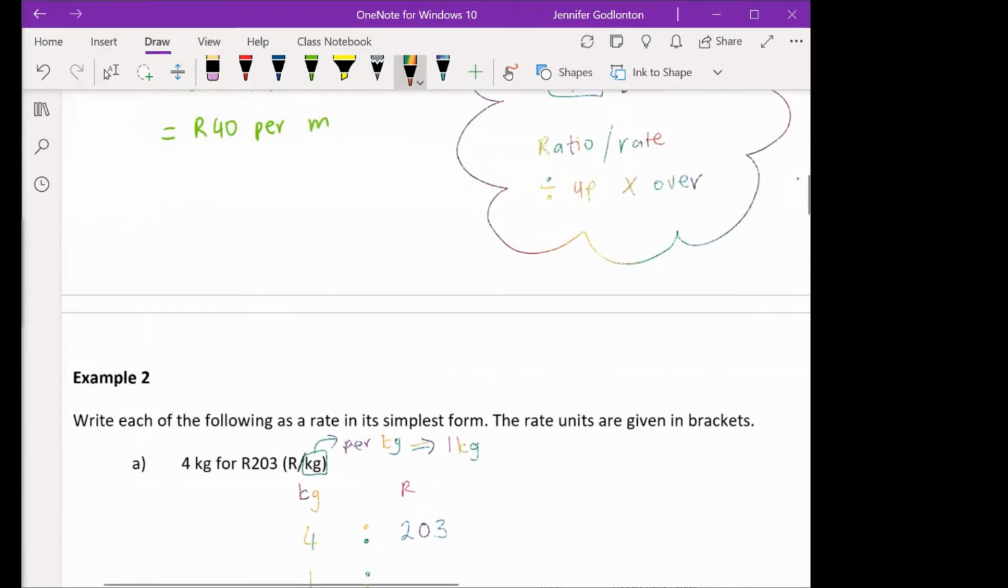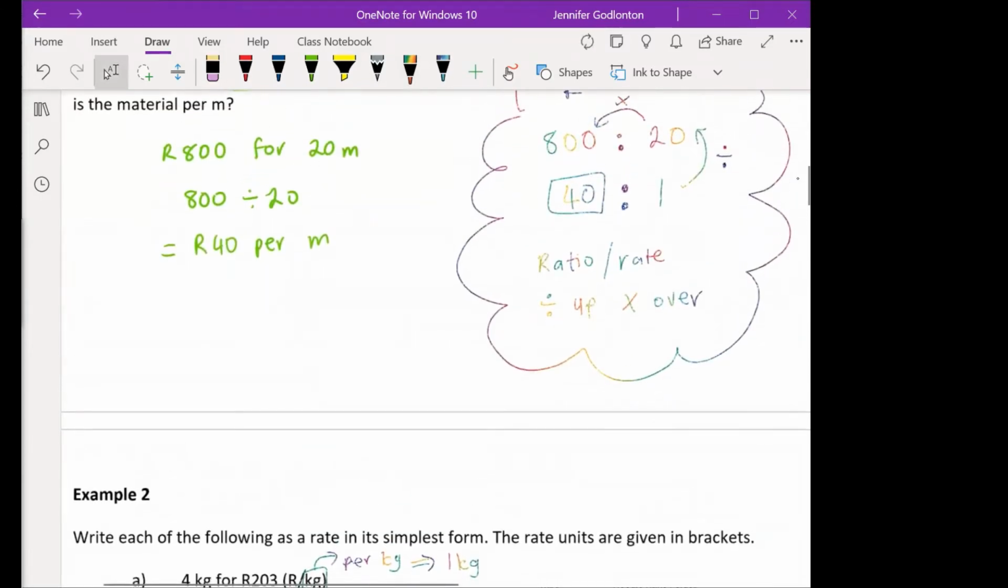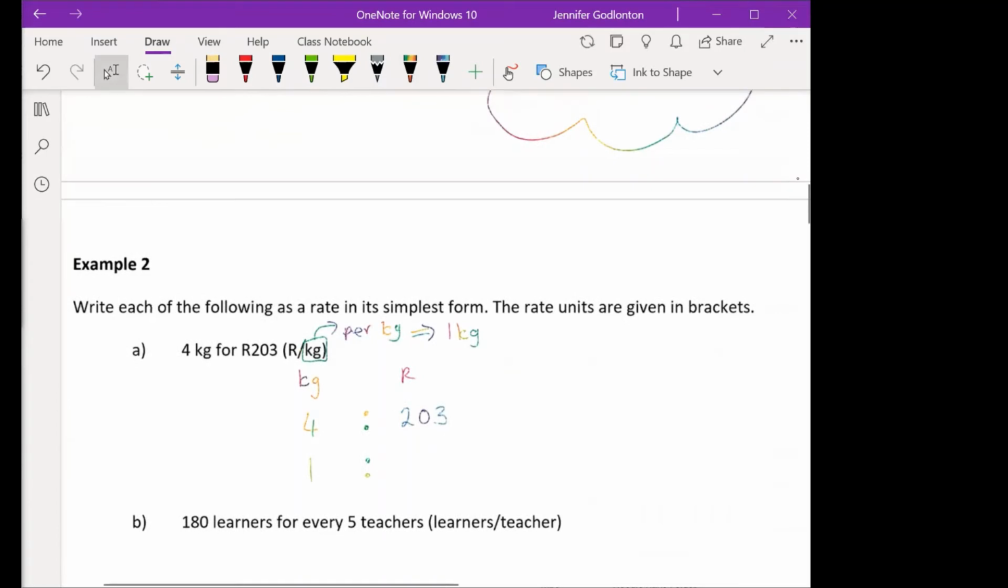And you see now it's on a different side to where we were in the last question, but it's okay. We do exactly the same thing. We say 1 divided by 4 times 203. Can you stick that into your calculators and tell me what my answer is? It will be 50.75. Beautiful. It is absolutely 50 Rand and 75 cents. Nice job. Excellent. How nice and easy is this? It makes rates so super easy.